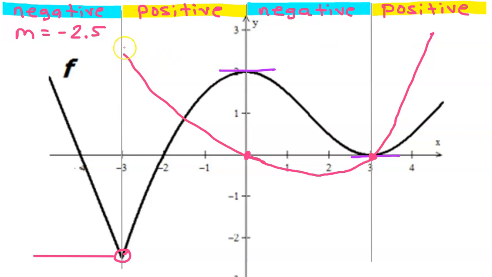Except I should put another open circle here because, again, f prime is undefined right at negative 3. So this would be a decent sketch of f prime.